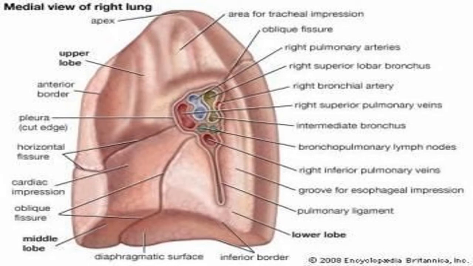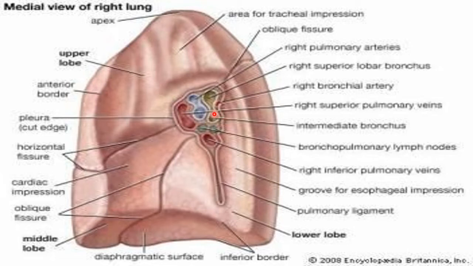So here in this diagram we can see the root of the lung and the structures present inside that root of the lung. Here we can see the right pulmonary artery. This is the right superior lobar bronchus. Then the small one is the right bronchial artery. Here is the bigger one, the right superior pulmonary vein.